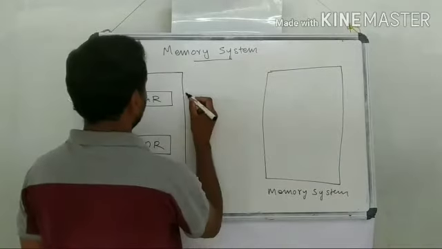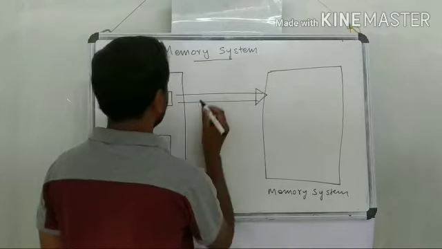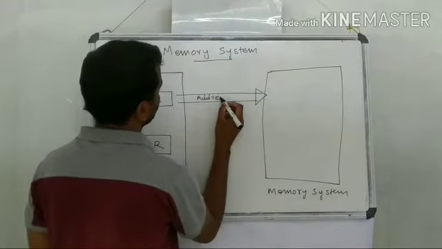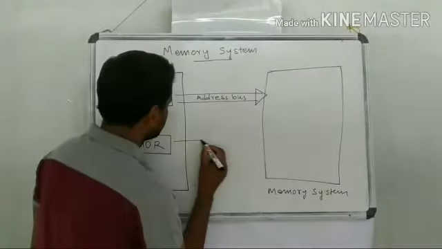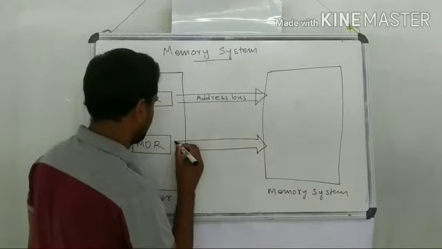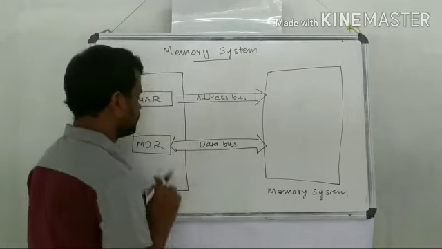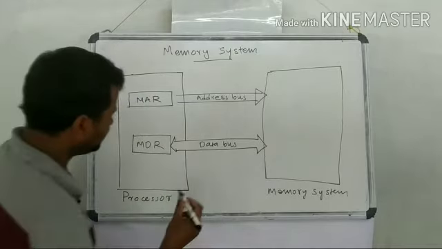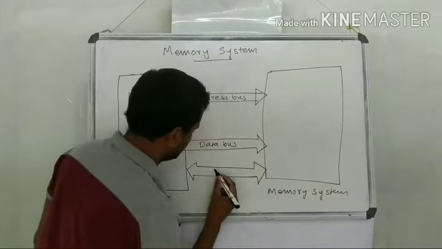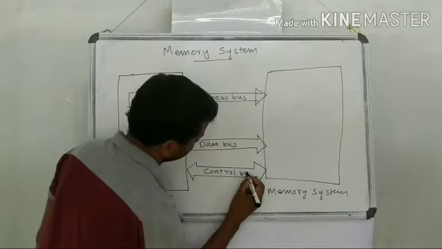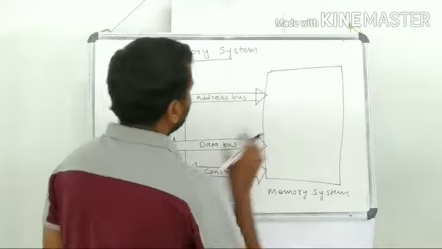Then there will be an address bus. This is our address bus. Then there will be another bus called the data bus. This is our data bus. Then one more bus is this control bus. Then okay, this is our memory.